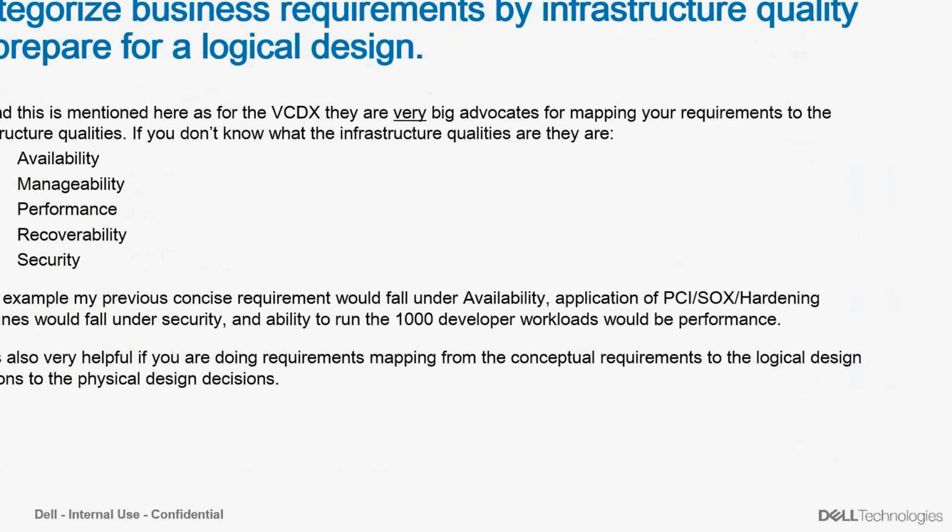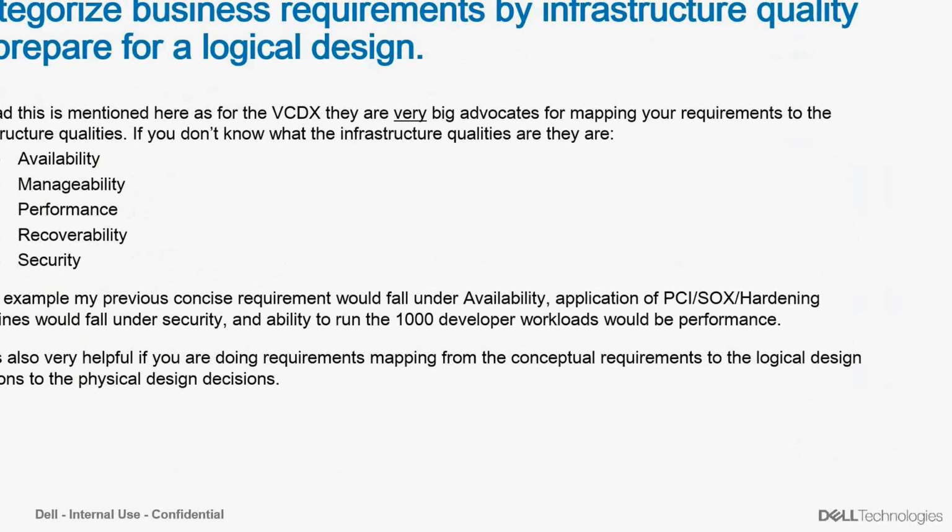So for example, my previous customer requirement would fall under availability, application of PCI SOX hardening guidelines would fall under security, and the ability to support 1,000 developer workloads would be performance. This is also very good if you're doing requirements mapping from the conceptual design to the logical design decision and then to the physical. In the physical you're normally not putting in the qualities, but you want to be able to apply those in there. I do a design decision table that has the infrastructure qualities in there to show that when you're making a certain design decision, what are you meeting? So it normally works pretty well for that.